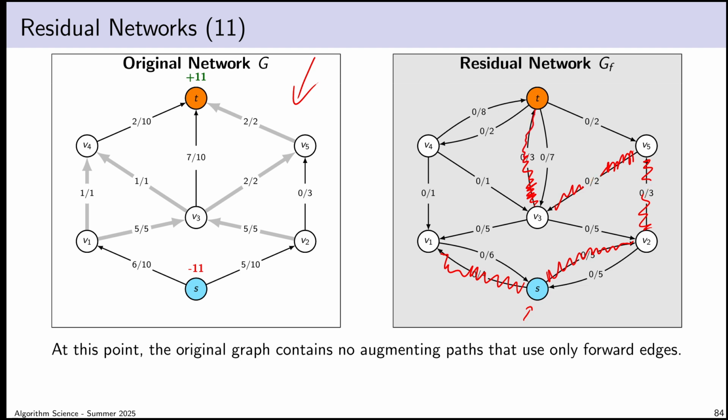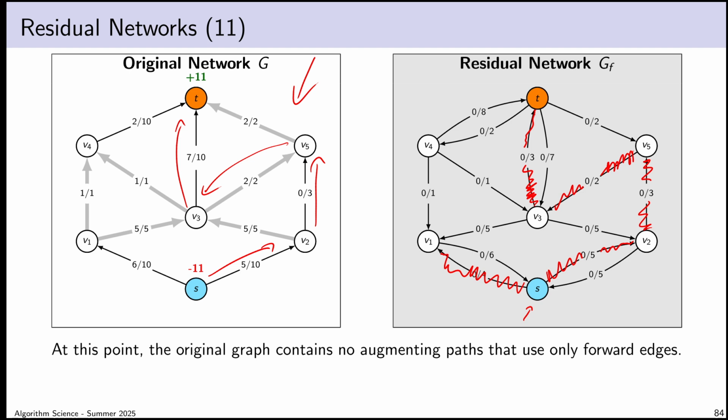Okay, so the path I found was this one. It went from S to V2, from V2 to V5, and then it went backwards along this edge to V3, and then forwards along the edge to T. Now the question is, how much flow can I push?